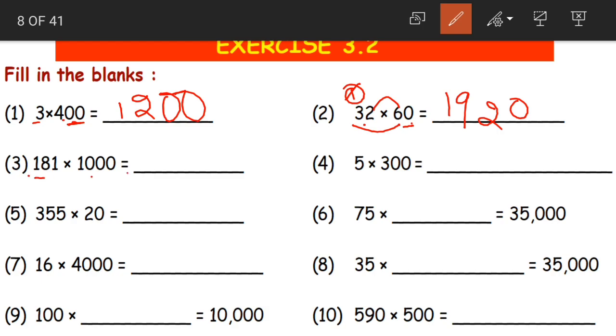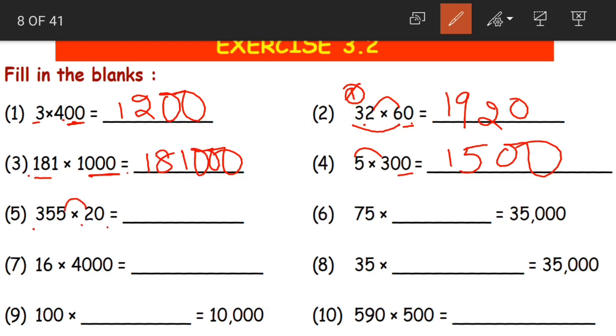181 into 1000. Simply we can write 181 and then 1000 has 3 zeros, so adding 3 zeros to the right. 5 into 300. 5 threes are 15 and then 2 zeros. 355 into 20. 5 twos are 10, 1 carried. 5 twos are 10 plus 1, 11. 2 threes are 6 plus 1, 7, and lastly another 0, because in 20 we are having 1 zero.